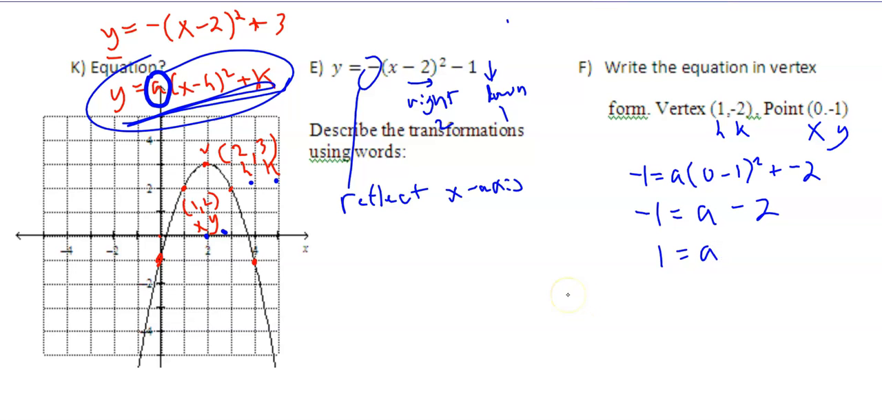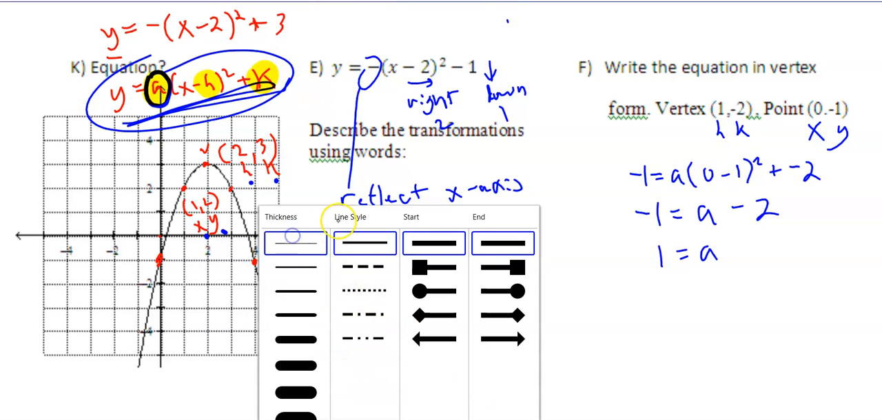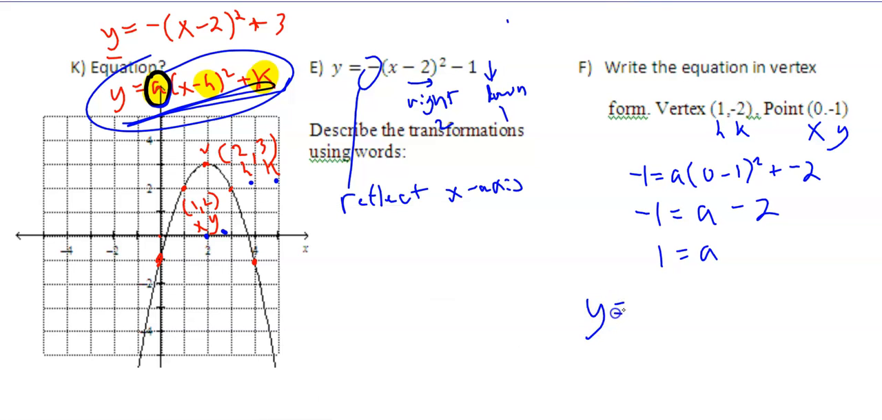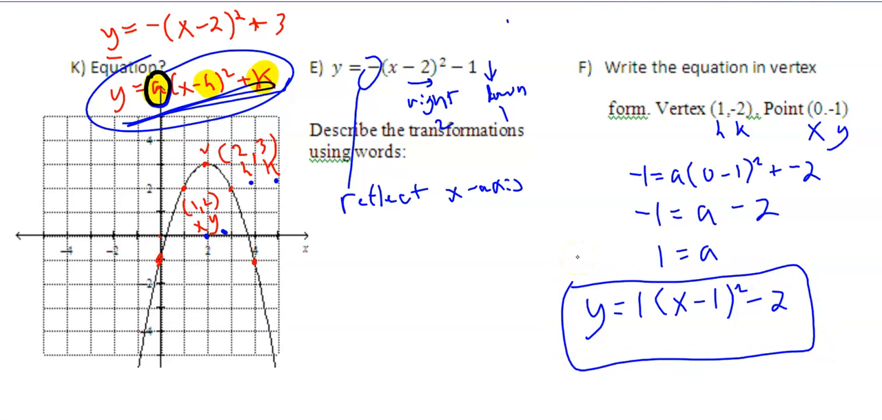So to write my equation, all you need is a, h, and k, and you should be able to write your equation. And we certainly know all of those right now. So I'm going to go ahead and write my equation. So it'd be y, you need a y in the equation, in other words, equals 1 times x minus h, which is 1, so x minus 1 squared, plus k, which is minus 2, plus negative 2. And you can write your equation. That's your lesson for today.